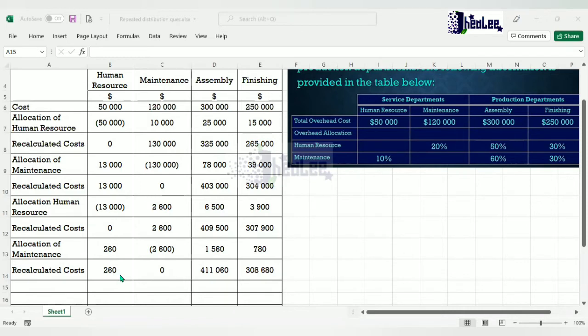And guess what? What we have now in terms of service department costs, we're seeing that the human resource has a value of $260. Now we can consider this value to be minimal. So because the value is minimal, we're now going to allocate all of that $260, but to what? To which departments? Only to the production department. So here we will be using the direct allocation method to complete this final stage.